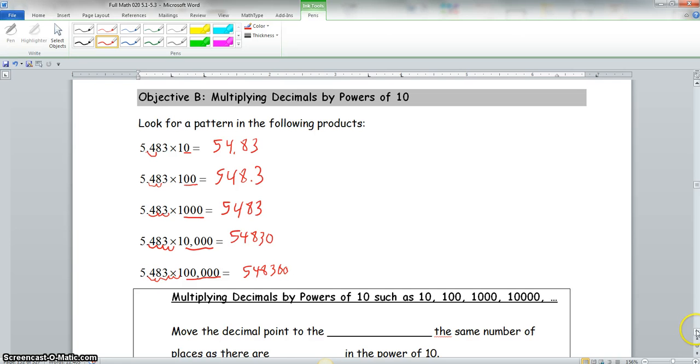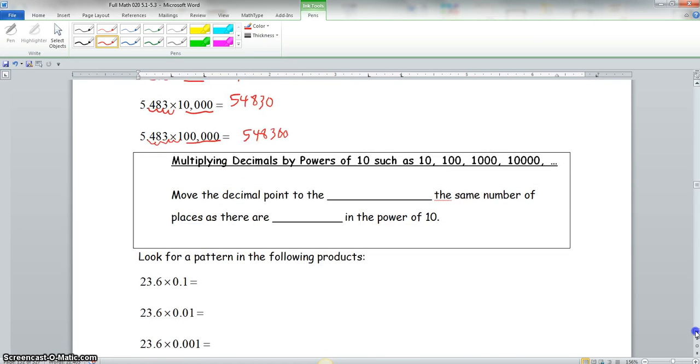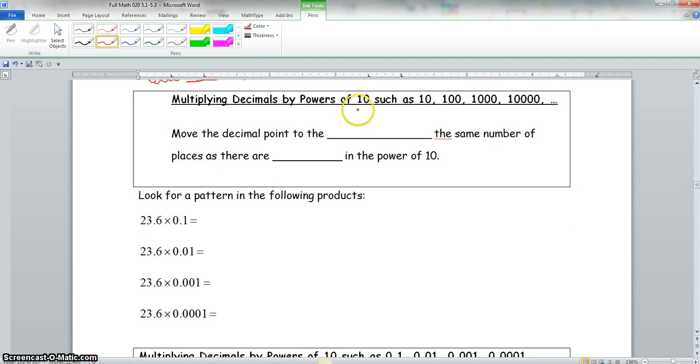Okay, now we scroll down here. We have multiplying decimals by powers of 10, such as 10, 100, 1,000, 10,000. Move the decimal point to the right the same number of places as there are zeros in the power of 10. Okay, now it says look for a pattern in the following products. For the sake of time, I'm just going to tell you this. These are still considered to be powers of 10. They're just going in the opposite direction behind the decimal.